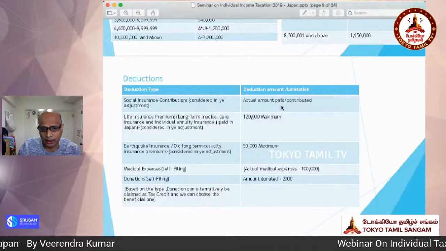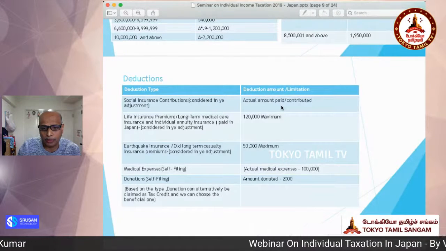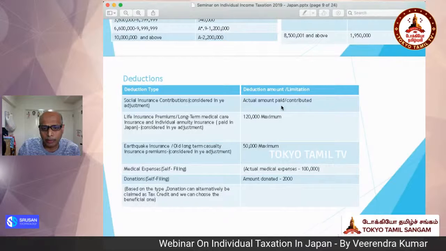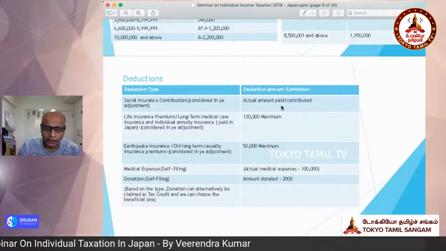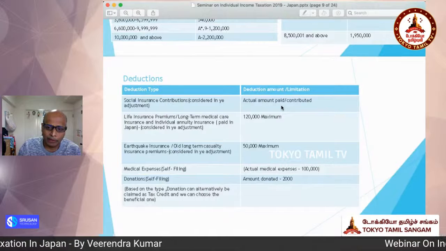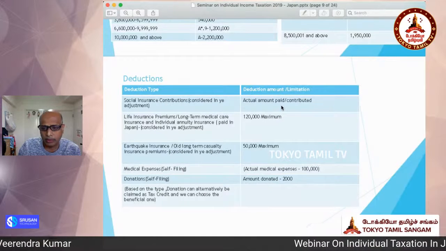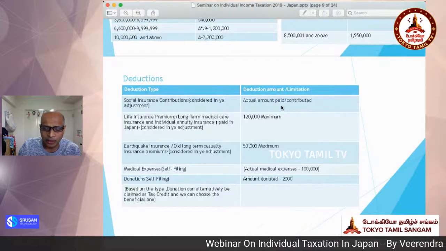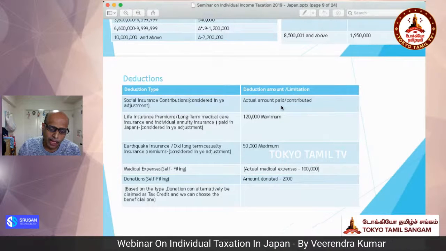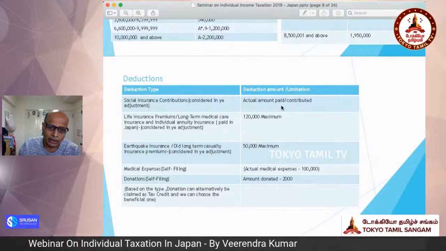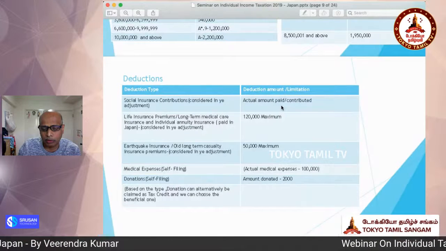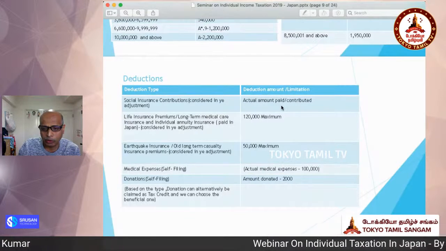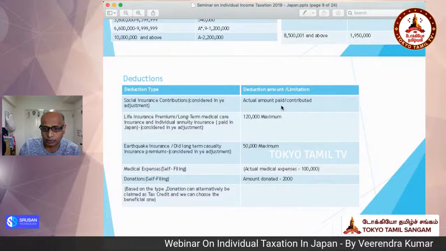Apart from that, if you have taken any life insurance premiums or long-term medical care insurance and other insurance policies in Japan, subject to the cap of 120,000 yen, it can be allowed as a deduction. Similarly, if you have purchased a house and you are paying the earthquake insurance, that also will qualify for deduction, subject to 50,000 yen per annum. Sorry.